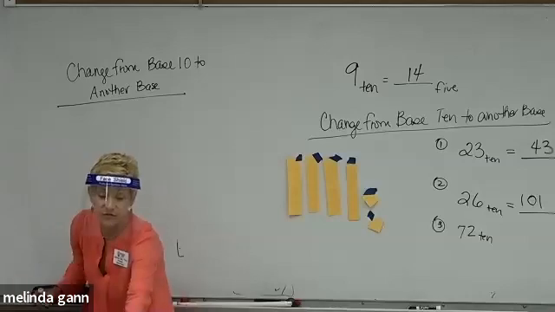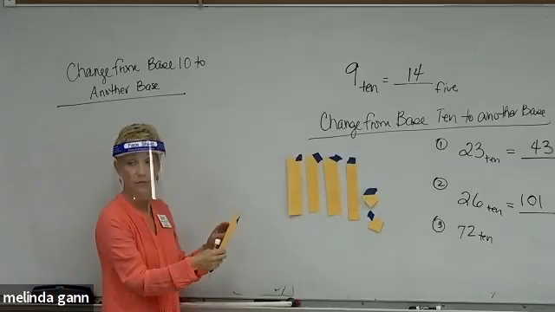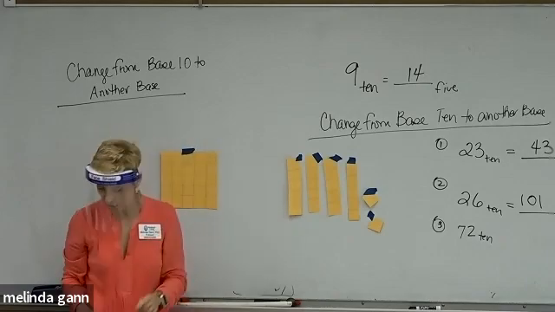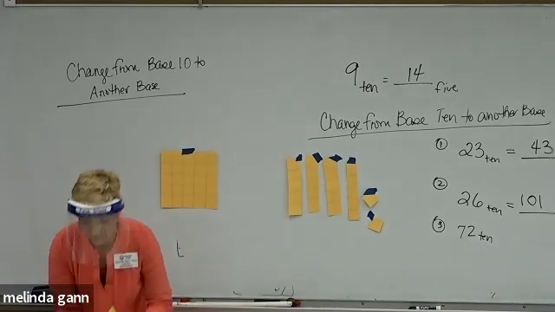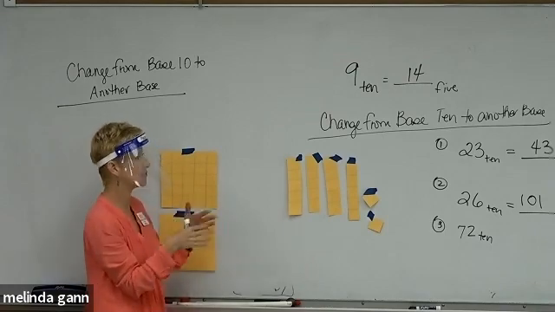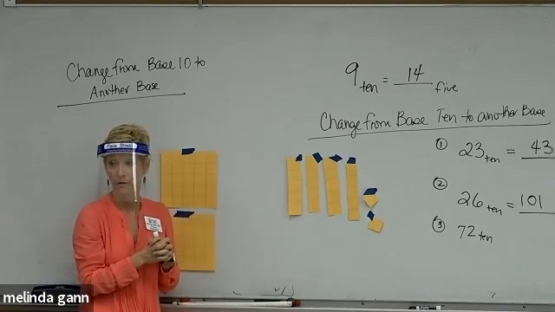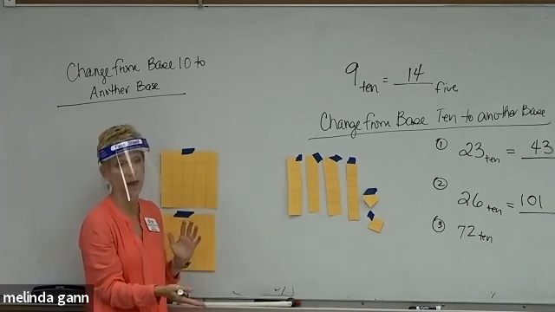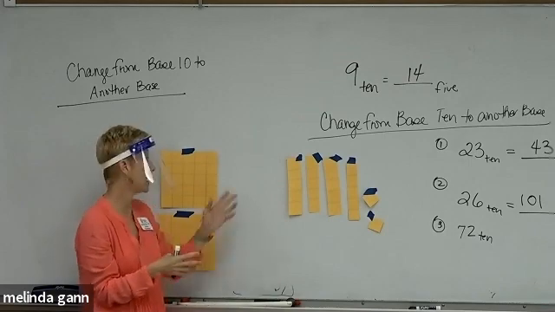How many of these flats did you want me to use? 2. All right. If I use 2 flats, that's 2 25s, right? So how much have you already used up? 50. How much do you have left to worry about? I need 72 and I've already got 50, right? So how much is left for me to try to figure out? 22. So what do I need now?